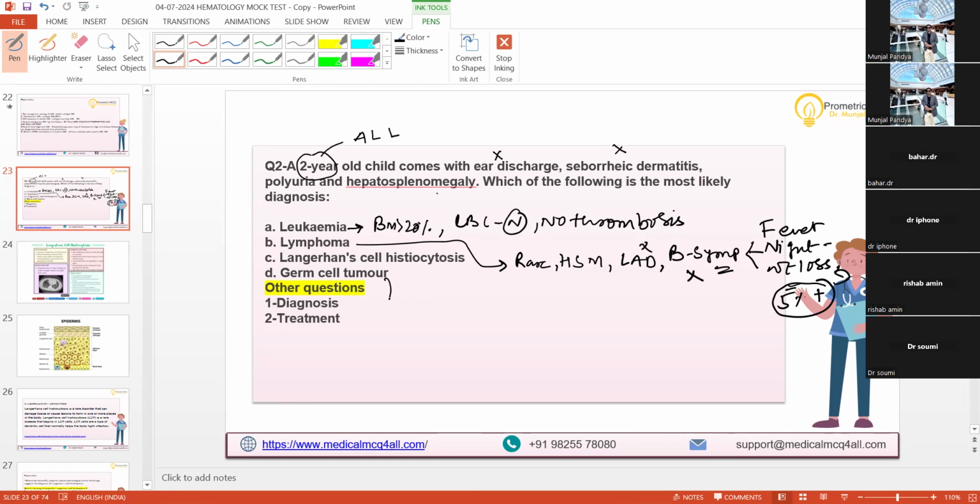Germ cell tumor, again, usually does not present with hepatosplenomegaly. It may present in a child with testicular swelling, right? There is no LDH, no beta HCG, nothing given. There is no mediastinal swelling or widening or mediastinal lymphadenopathy. So this is a classical case of Langerhans cell histiocytosis.